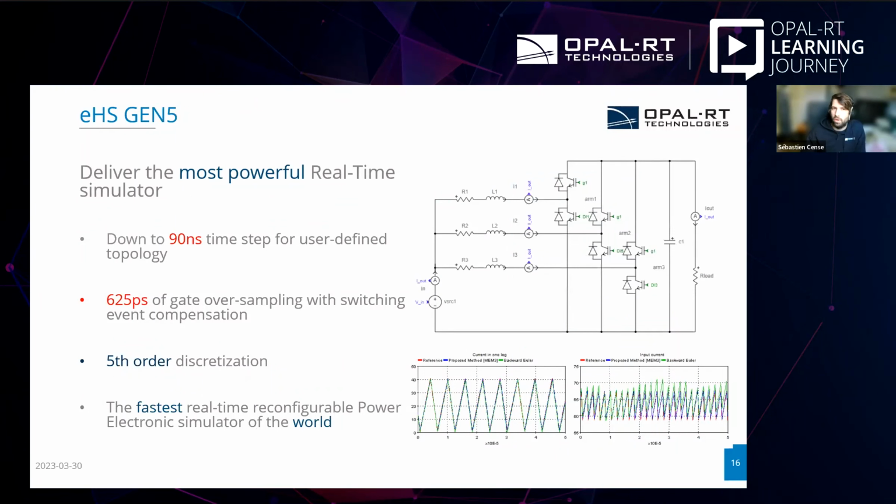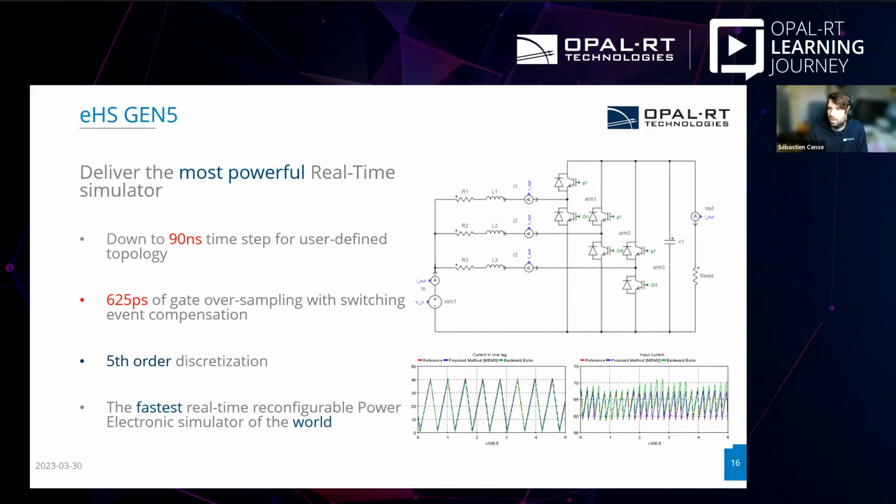What we did for the OBC simulation is that we did a new generation of that EHS device, which is the EHS Gen 5. The goal of that EHS Gen 5 was to deliver the most powerful real-time simulator for power electronic circuits. It can go down to 90 nanosecond time step for user-defined topology, which means you can connect the component how you want.